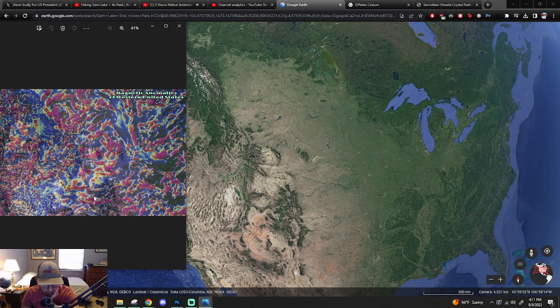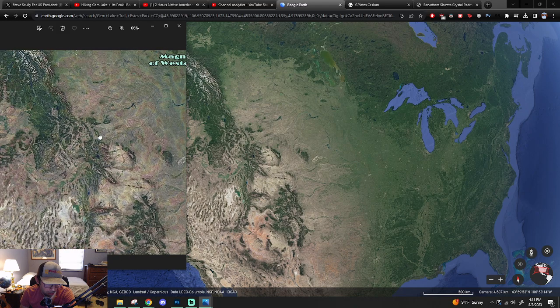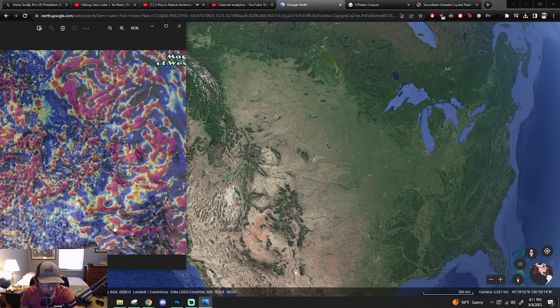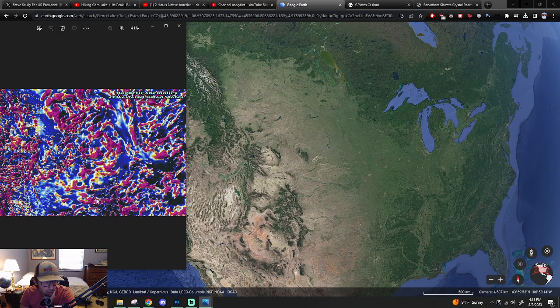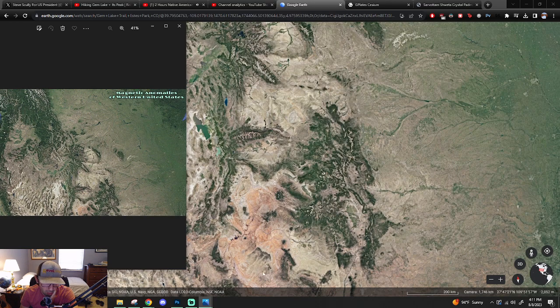Say down here. So it goes. This is also interesting where the bottom of this ring is really where the Colorado Plateau begins.